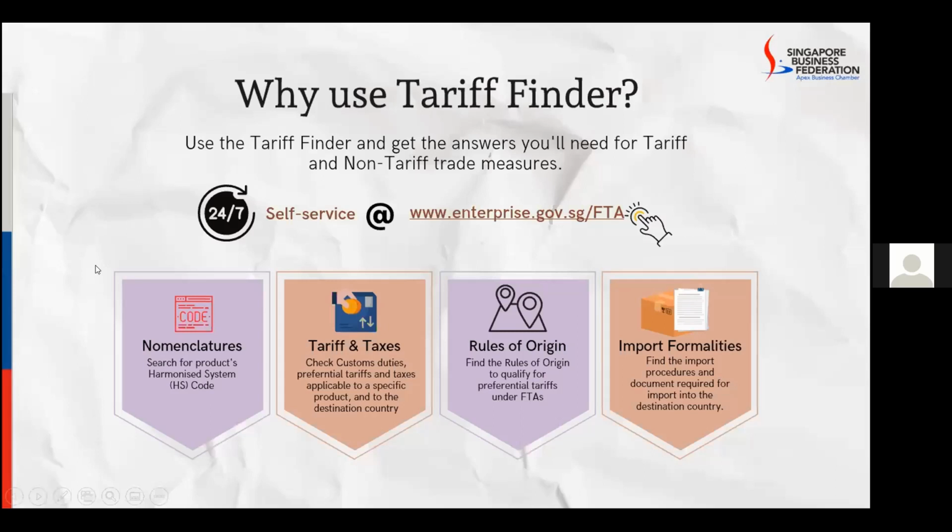So what does Tariff Finder do and why do you use Tariff Finder? Basically, you can use Tariff Finder to get information on tariff and non-tariff trade measures. Tariff Finder covers four main areas. The first is nomenclatures. Tariff Finder can help you check for the most appropriate HS code in the destination countries for your goods. You can also check for the applicable tariffs and taxes that your shipment may incur at importation. It also includes the latest tariff rates for your product.